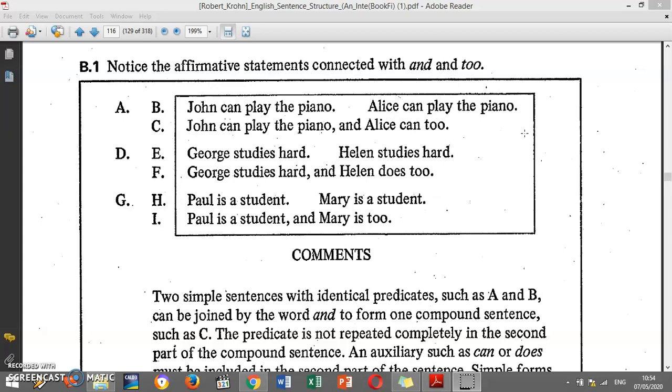And then here, George studies hard, Helen studies hard. George studies hard and Helen does too. Di sini juga memakai auxiliary-nya saja ya, yang ini auxiliary-nya. Jadi tidak hanya modal auxiliary, tetapi auxiliary verbs juga seperti ini, atau linking verb seperti ini juga ya. So here, "does" di sini artinya "studies" ini.